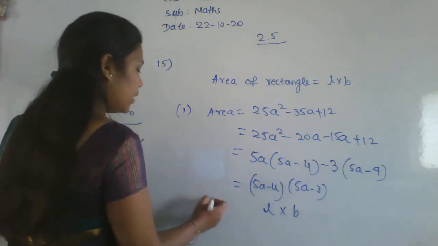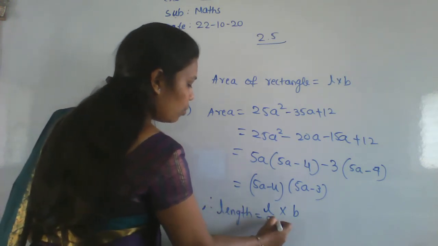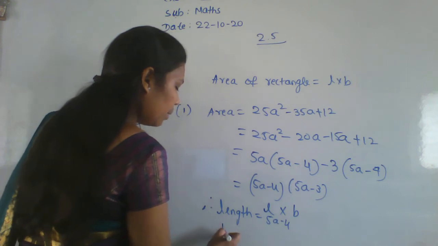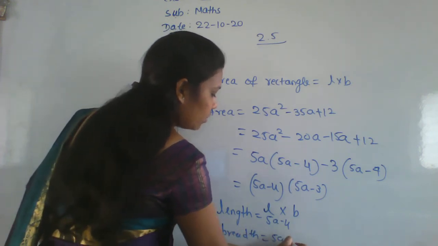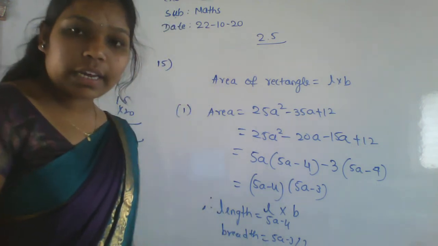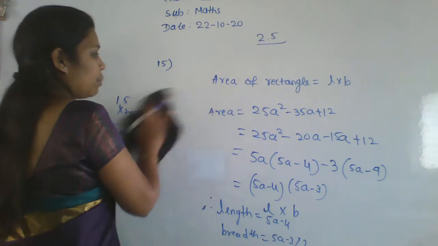Getting? So right here, therefore, length is equal to 5a minus 4 and breadth is equal to 5a minus 3. These are the answers. Like this you have to write. Do the next one also, same process.